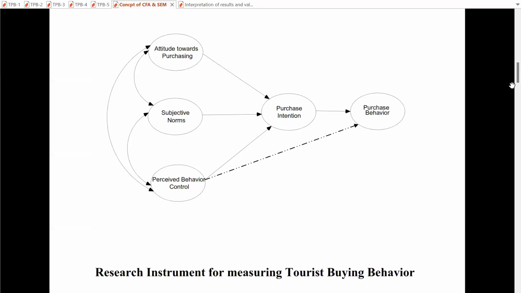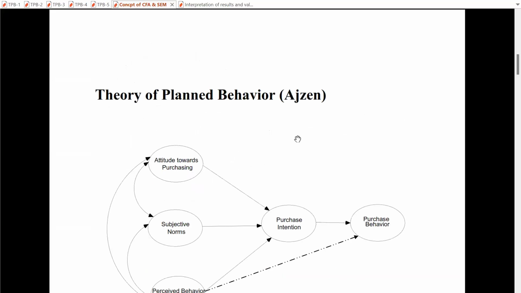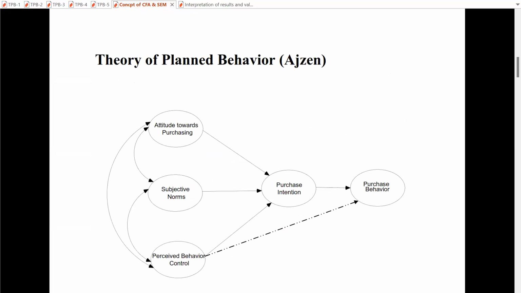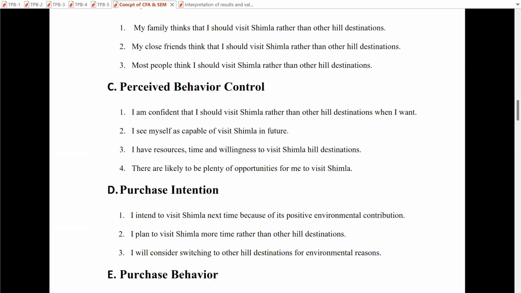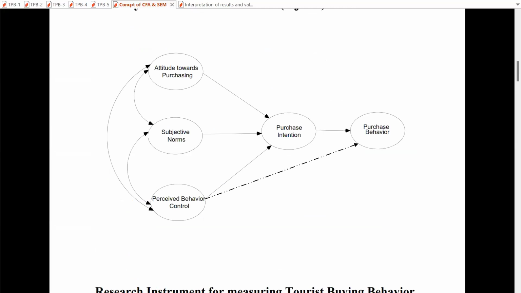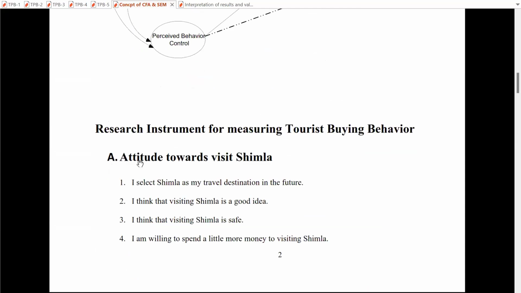Now I am taking this case study to perform the structural equation modeling. My lecture is based on the theory of planned behavior. The original theory says there are 5 components: attitude, subjective norms, perceived behavioral control, purchase intention, and purchase behavior. I am using this scale in the tourism industry, and the first question relates to attitude toward visiting Shimla. Attitude has 4 questions.